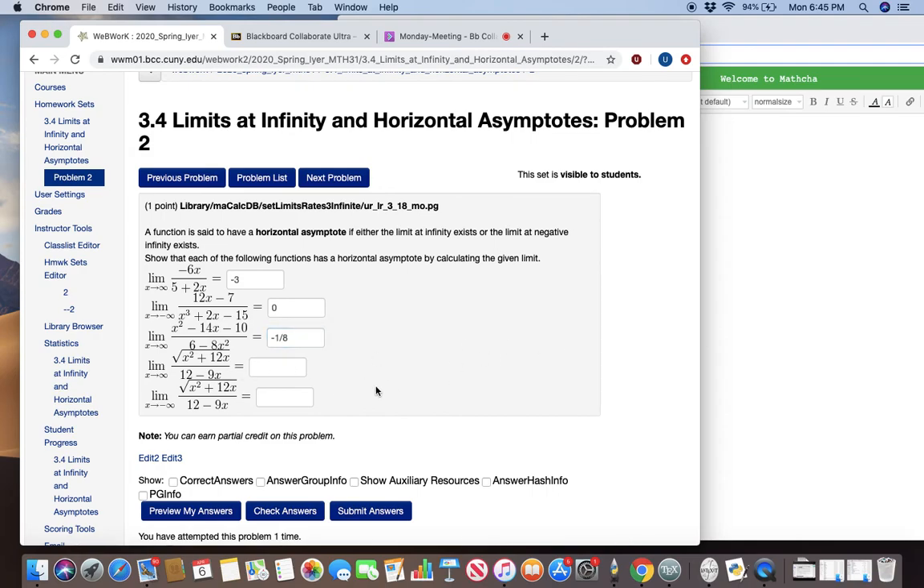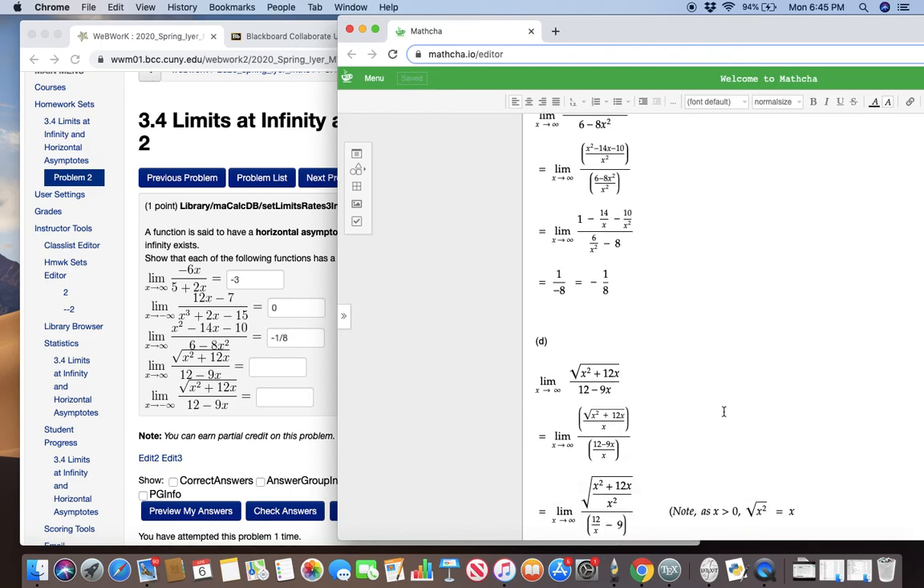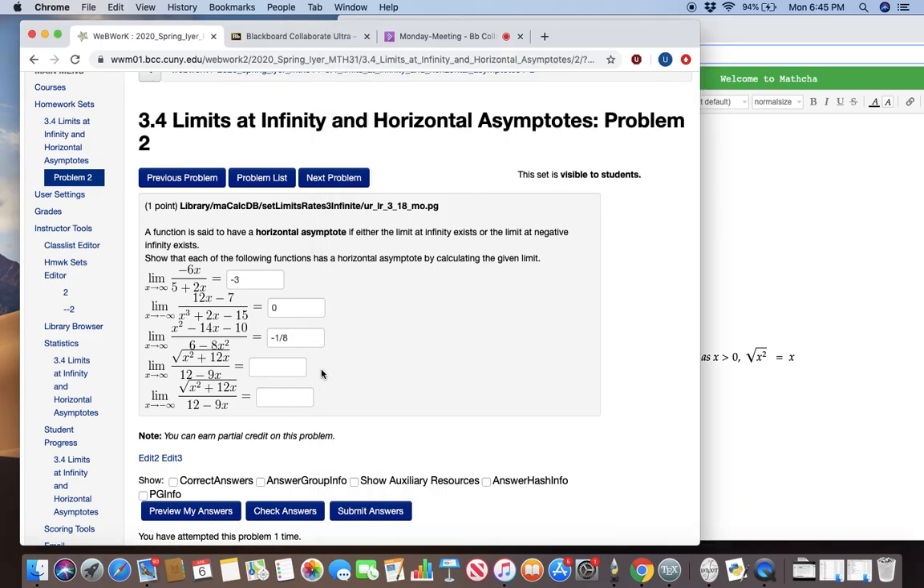Next, these two are radical functions. I need more time to explain it, so I'll continue this video for the second problem.